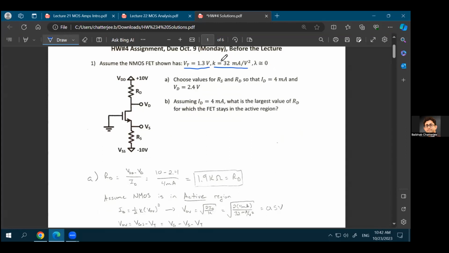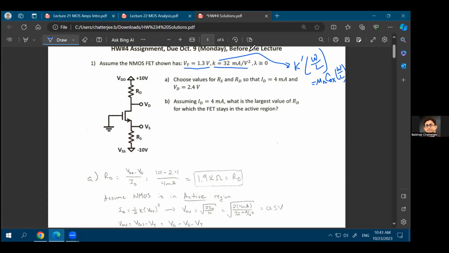So keep in mind that K is equal to your K prime times W over L. And again, K prime is equal to mu N times COX. So that's the mobility of the N-channel MOSFET times COX. And then this whole thing is K prime, that multiplied with W over L gives you the value of your K. Okay. Lambda you can assume to be 0 at this point. So that means that there is no channel length modulation.